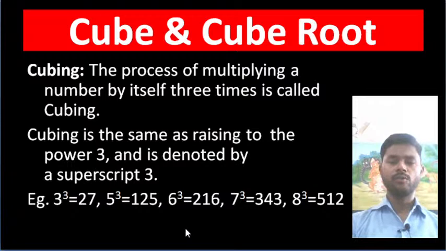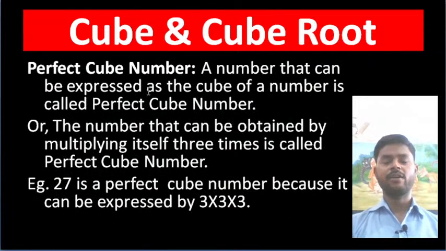Now we are going to know about the next concept, and our next concept is perfect cube number. What is a perfect cube number? A number that can be expressed as the cube of a number is called a perfect cube number.